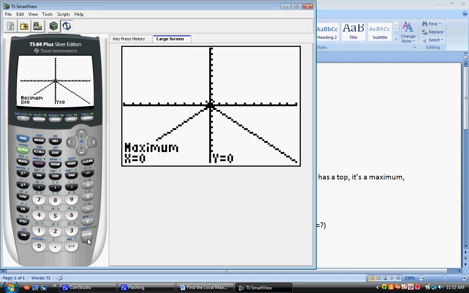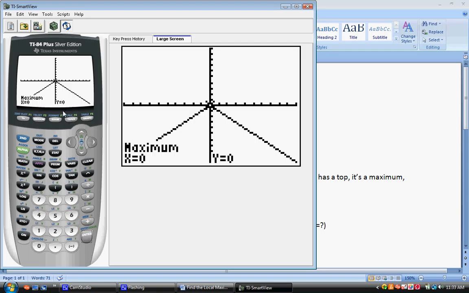Now remember, we would list that as 0 at x equals 0. Remember, it's always listed in terms of y. So you would say 0, which is the y value, at, remember the little at symbol, x equals 0. That would be listed as our maximum.